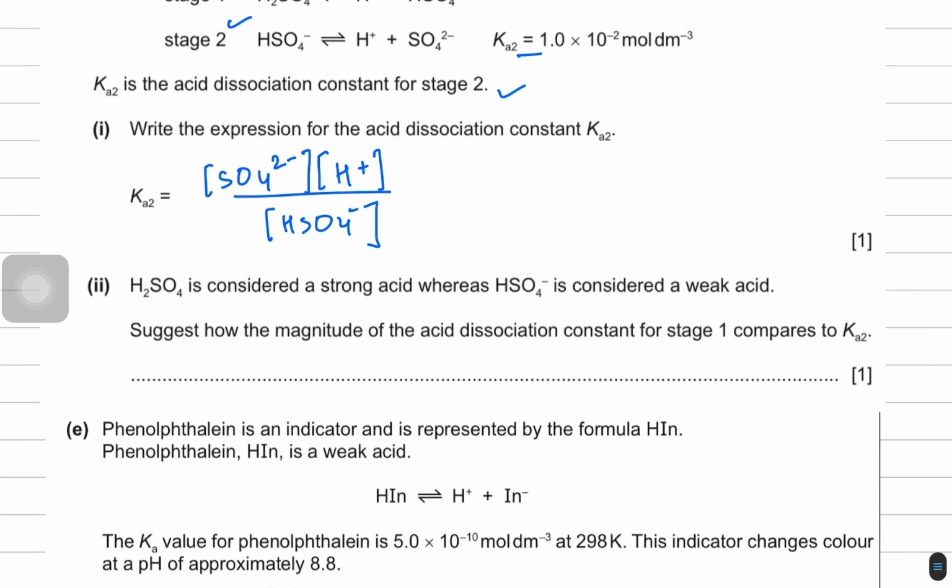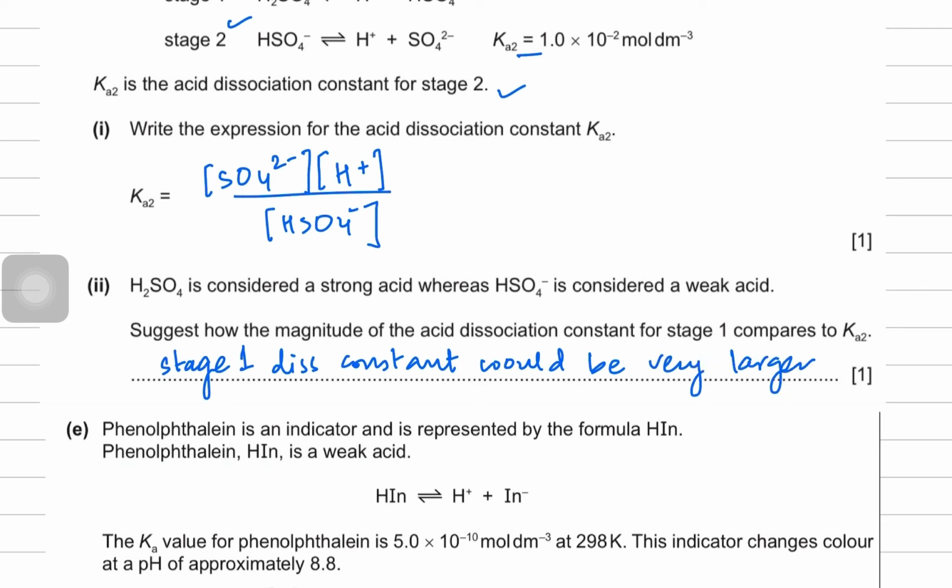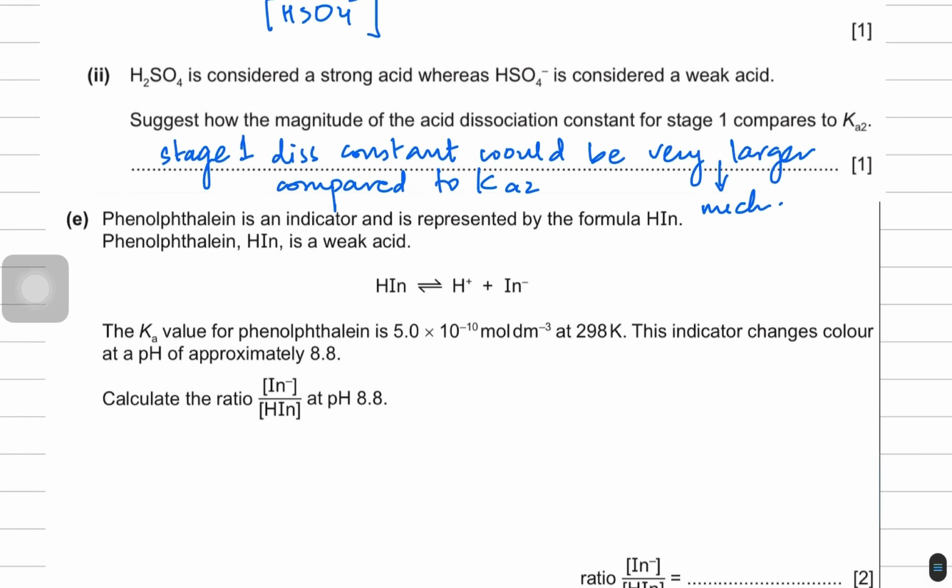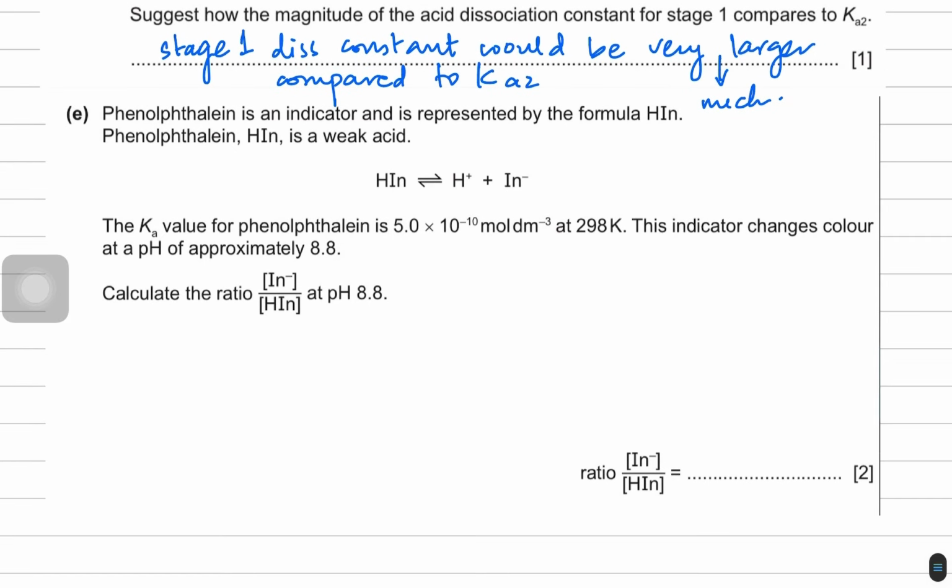H2SO4 is considered a strong acid, where HSO4 negative is considered a weak acid. Suggest how the magnitude of the acid dissociation constant for stage 1 compares to Ka2. So stage 1 dissociation constant would be very much larger compared to Ka2, because weak acids have a very low Ka, but strong acids have a very high Ka.